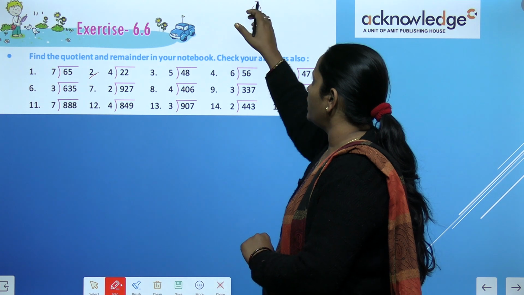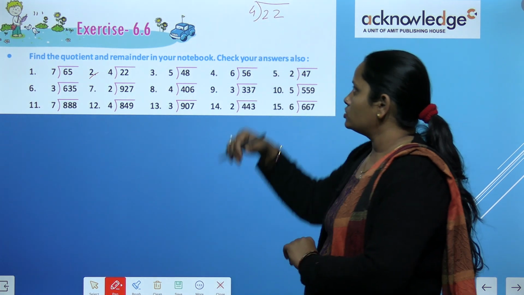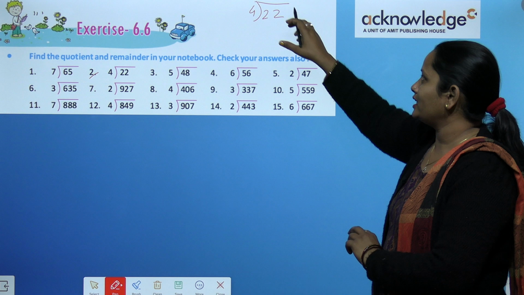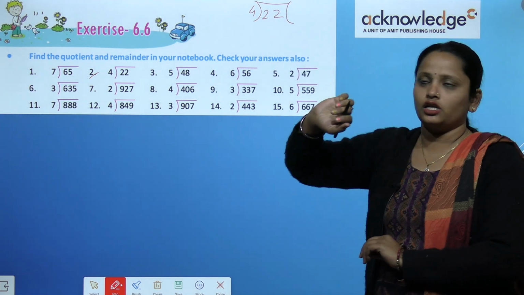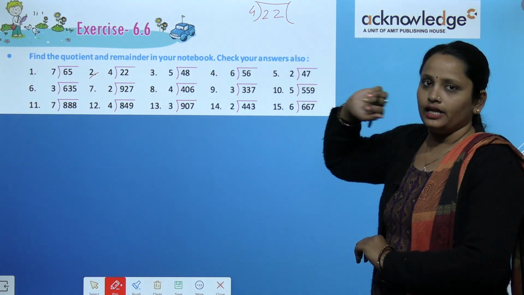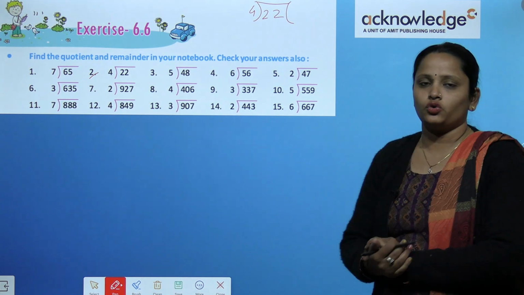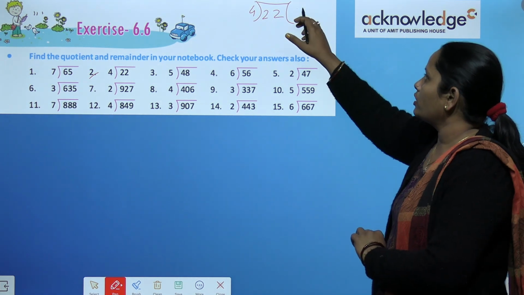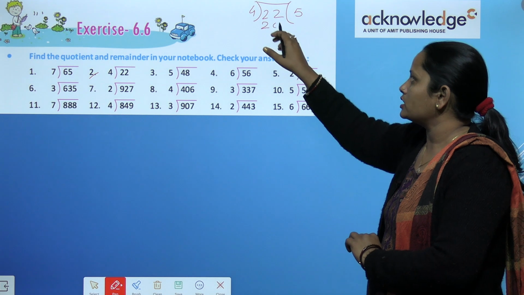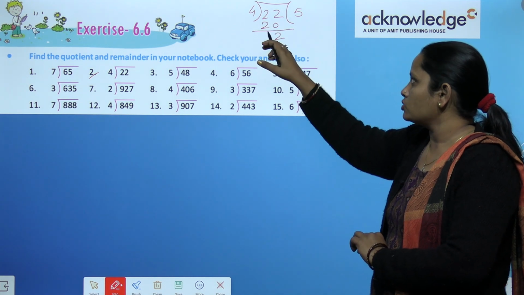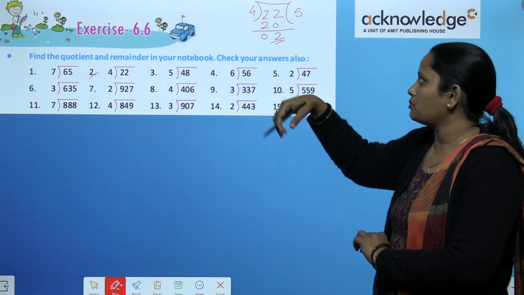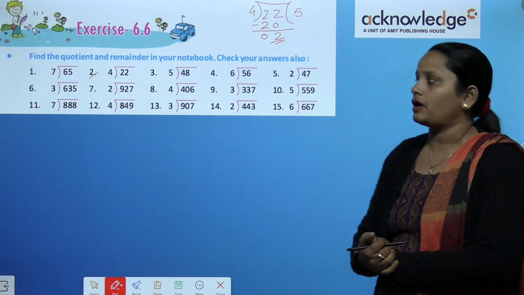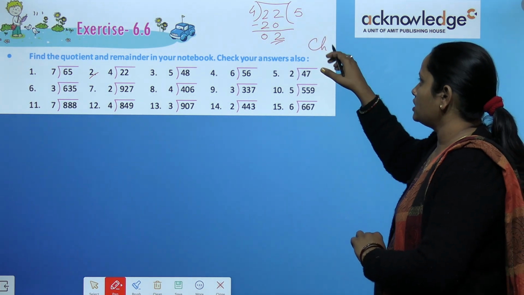4 से we have to divide 22. So अब 4 की टेबल में 2 तो नहीं देख पाएंगे because it is smaller, तो 20 देखेंगे. So let's check. क्या 4 की टेबल में 22 आता है? No. So what we are going to write? 5 times 20. So यहाँ पे आ गया 2, यहाँ पे आ गया 0. So what is the remainder? 2 is the remainder.